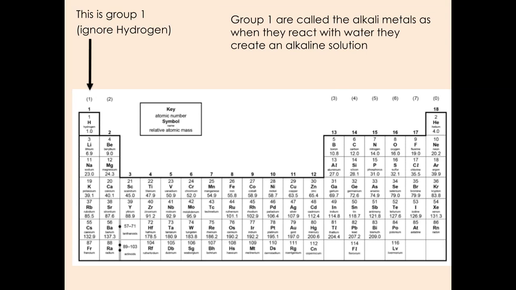Now, these are called the alkali metals. They're metals because, as we know, the metals are on the left-hand side of the periodic table. So because Group 1 is on the left-hand side, these elements are metals. And they're called the alkali metals because when they react with water, which we'll see in the lesson, they create an alkaline solution because they make a metal hydroxide, which is an alkali.